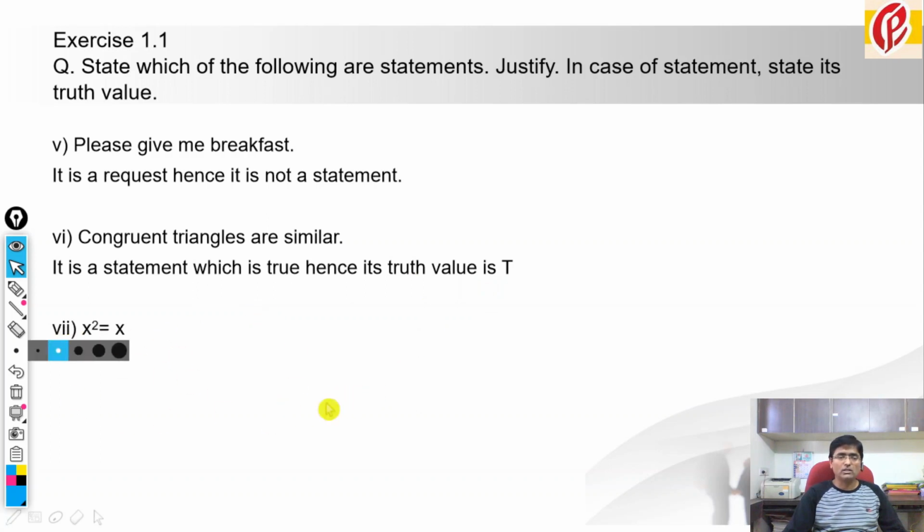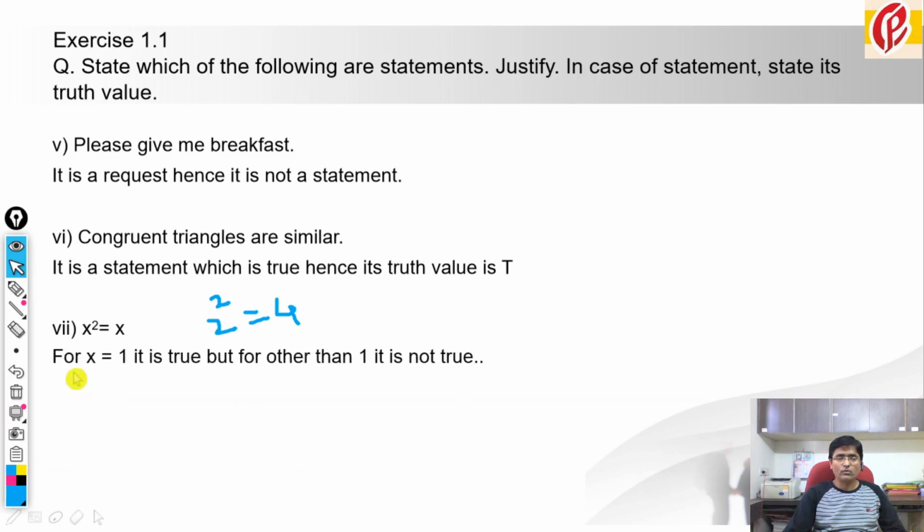Now, 7. x square is equal to x. Now see, if x is equal to 1, then this is true, and for values other than 1, it is false. See here, 1 square is equal to 1. But 2 square is not 2, it is 4. Other than 1, it is false. So for x is equal to 1, it is true, but for other than 1, it is not true. So it is an open sentence and hence it is not a statement.